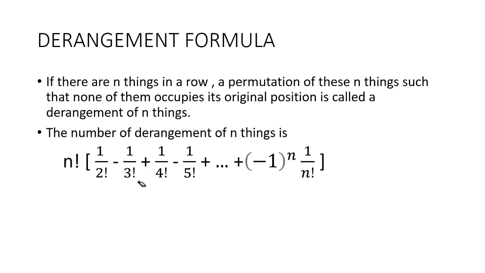And then we have this formula for derangements. Whenever you have a problem related to derangement, you have to use this formula. The formula goes like this: n factorial times (1/2! − 1/3! + 1/4! and so on up to (−1)^n times 1/n!). And these are the few results that we have proved.